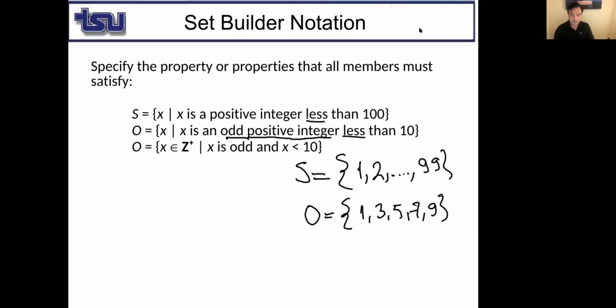Or here, O can also be represented just like that. Z plus means positive integers. So O consists of elements of positive integers such that elements are odd and elements are less than 10. So this is exactly the same as what? This one, okay?